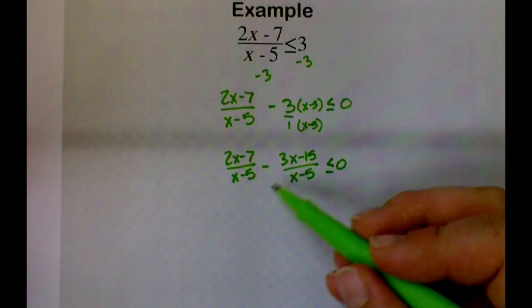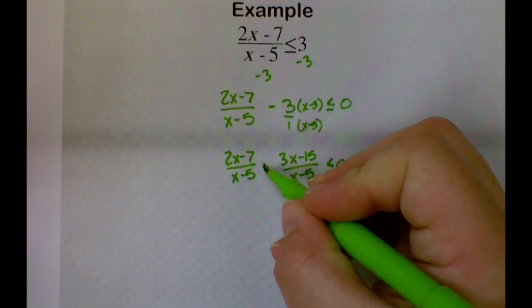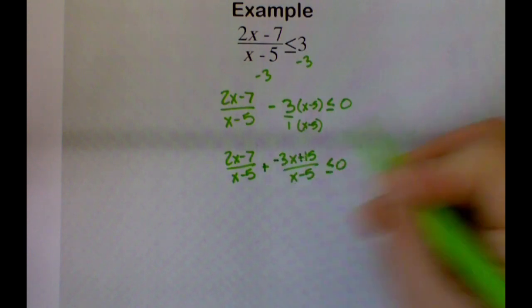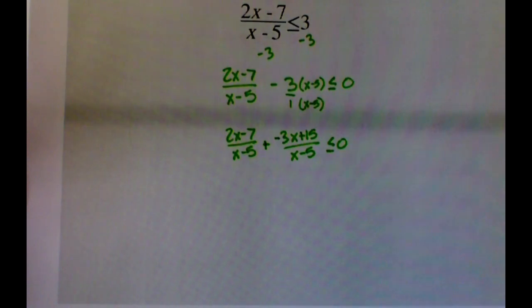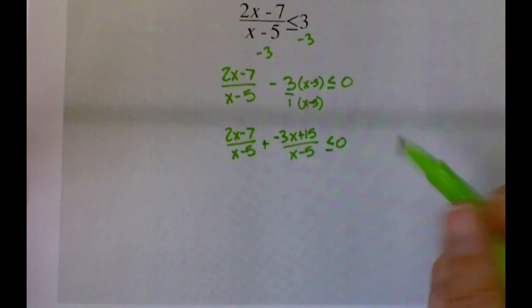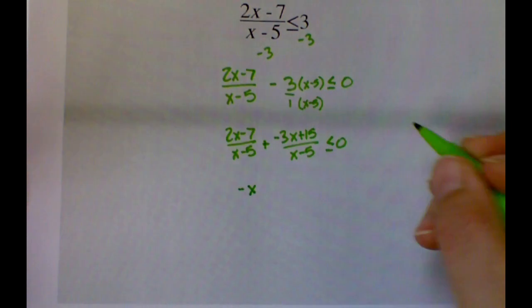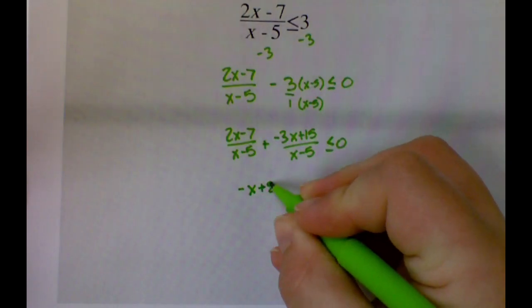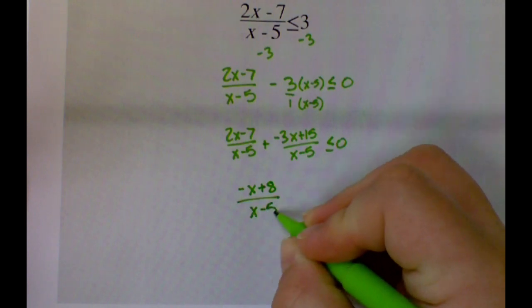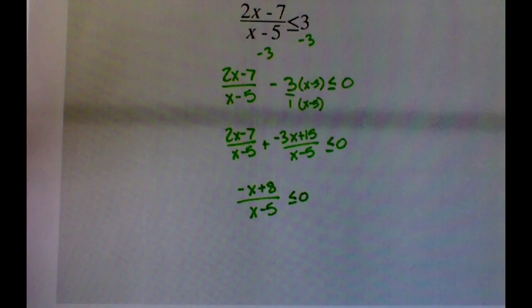Now please remember that when you combine these, I want to switch this and distribute the minus. So it really becomes plus negative 3x plus 15. So when I combine, I get 2x minus 3x makes minus x. Minus 7 plus 15 makes plus 8, all over x minus 5 is less than or equal to 0.